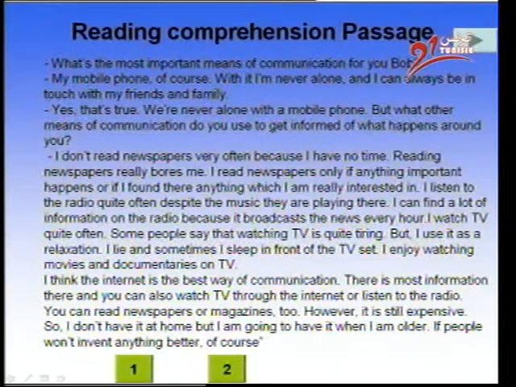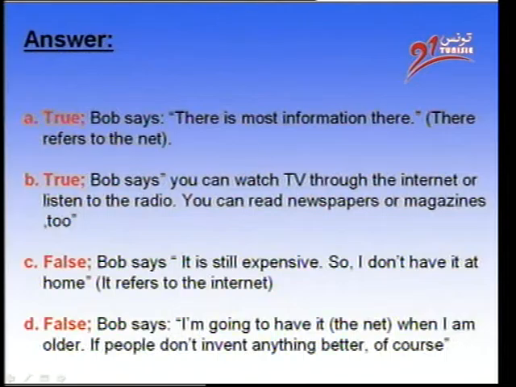Let us see the answers now. Good. A. True. Bob says, of course in the text, there is most information there. There here refers to the net. B. True. Bob says, You can watch TV through the internet or listen to the radio. You can read newspapers or magazines too. So the internet gives you access to all types of media actually. Media like newspapers, magazines, the radio and everything.